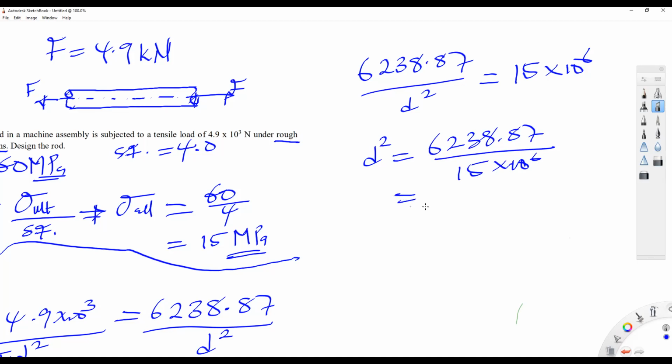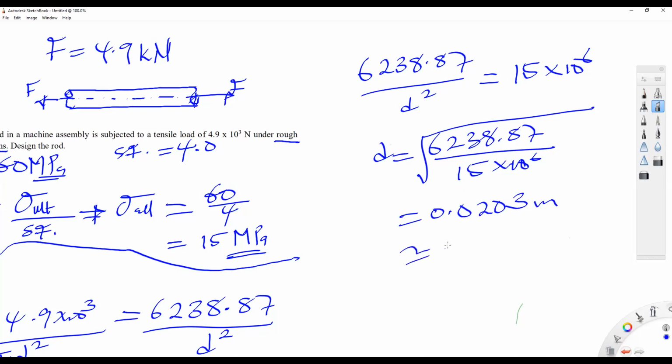So let's find d square. Then d is equal to the square root of all that expression. So find d and let's see. What is d? 0.0203. That's in meters, right?